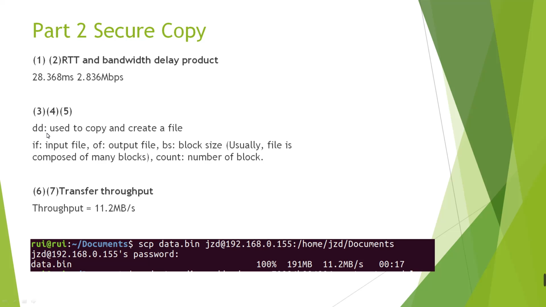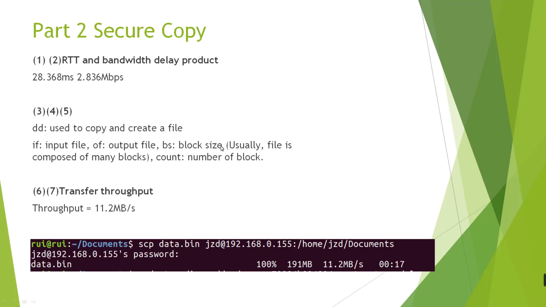And what do dd and if and all these command lines mean? First, dd is the name of a program used to copy and create files. The if is short for input file, so it means you can specify the input file, and of means output file, so from the input file you can specify the destination of the output file. And bs stands for block size.